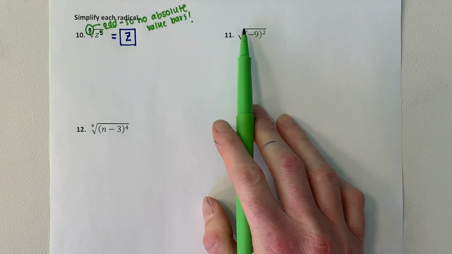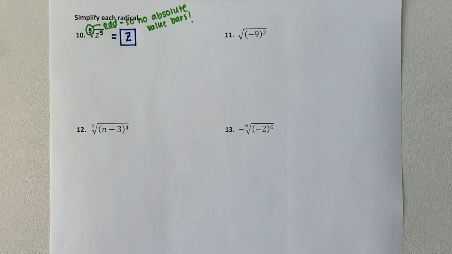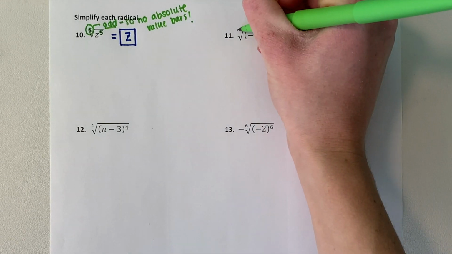Here, there's no index written, so we can always assume that the implied index is a 2, and I'm going to write it just for clarity.